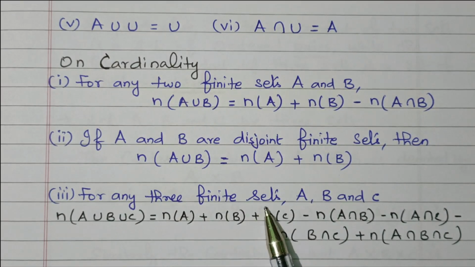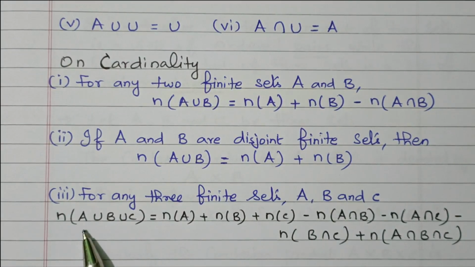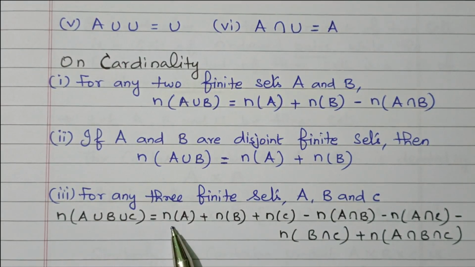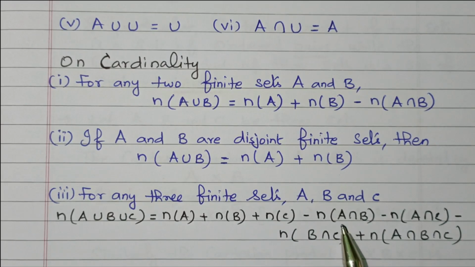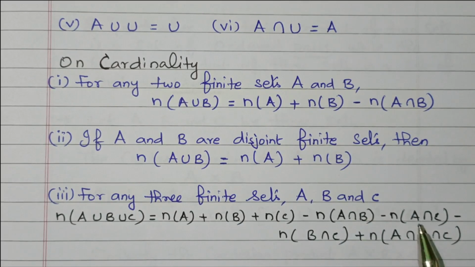For any three finite sets A, B, C. So the previous were two sets, and this is three sets. n of A union B union C equal to n of A plus n of B plus n of C, minus n of A intersect B, minus n of A intersect C, minus n of B intersect C, plus n of A intersect B intersect C. Right? So first n of A, B, C is taken. Then subtract the intersections AB, AC, BC. Then add the intersection of ABC. So this is related to three sets.